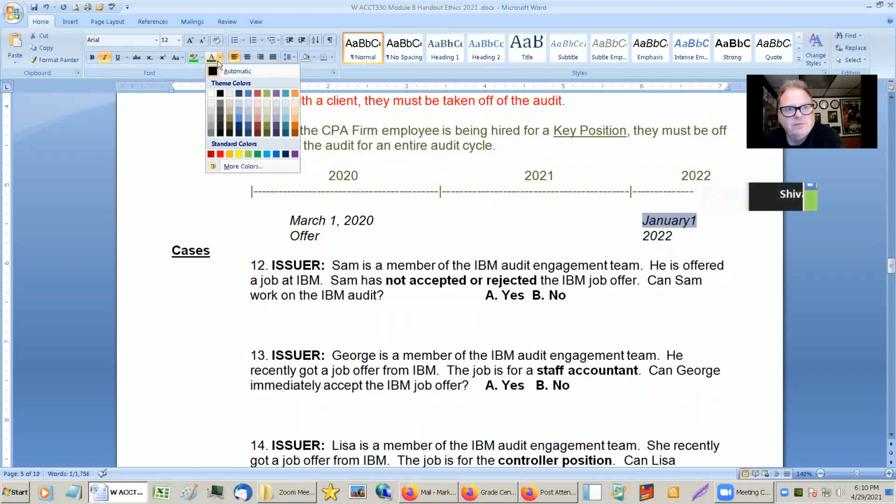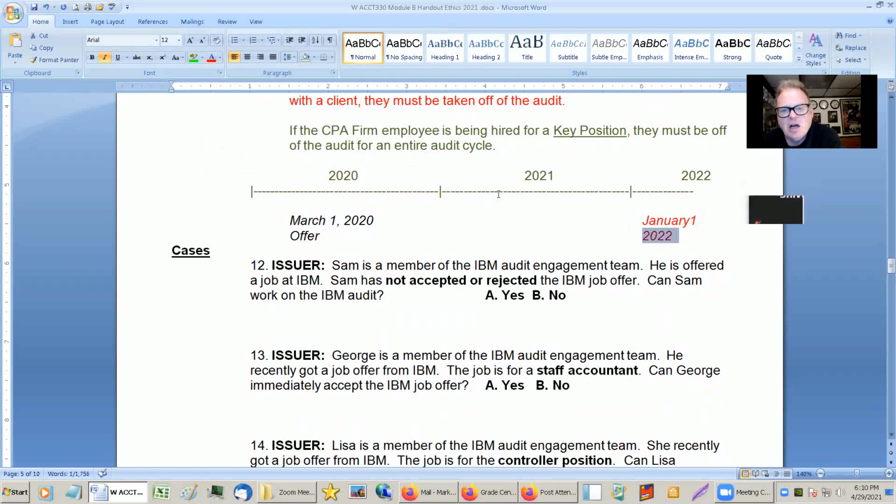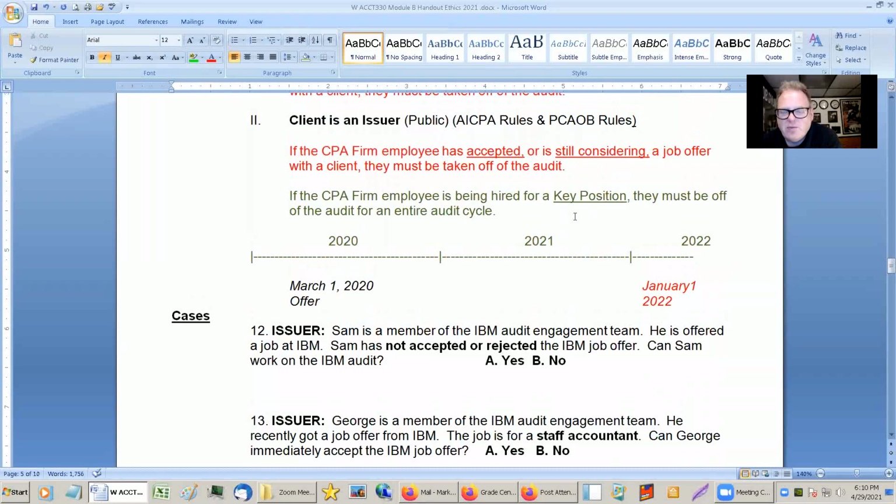Now, you may say, well, that seems pretty severe. That seems pretty long. You could be waiting a year and 10 months for it. It is. And here's why that rule is there. Oftentimes, in a CPA firm, a manager, if they were not going to make partner, would kind of be positioned to be a controller in a client.